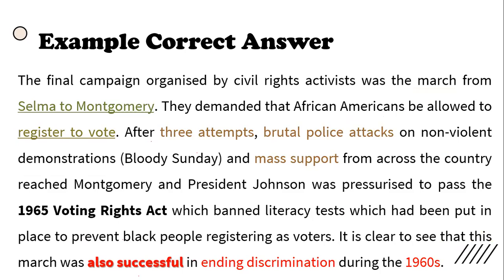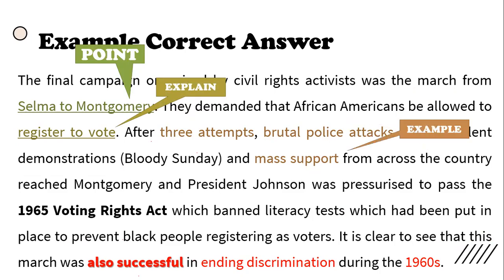And then there's the last one. The final campaign organized by civil rights activists was the March from Selma to Montgomery. They demanded that African Americans be allowed to register to vote. After three attempts, brutal police attacks on nonviolent demonstrators, Bloody Sunday, and the mass support from across the country, they reached Montgomery, and President Johnson was pressured to pass the Voting Rights Act, which banned literacy tests which had been put in place to prevent Black people from registering as voters. It is clear to see that this march was also successful in ending discrimination in the 1960s.